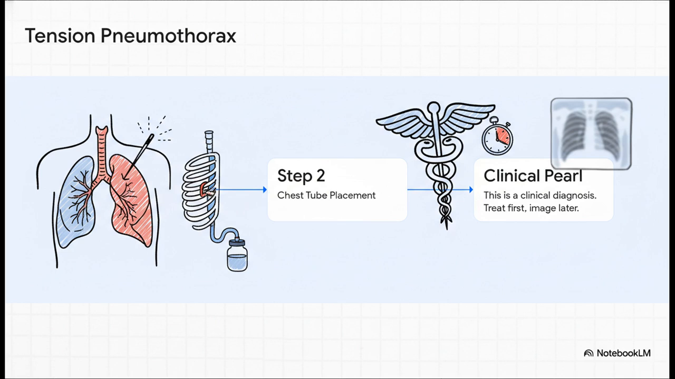Now, here's the crucial part, the real take-home message. You do not wait for a chest x-ray. You act. Step 1 is immediate needle decompression to let all that trapped air hiss right out. That's followed by a chest tube for a more definitive fix. And this brings us to our first huge clinical pearl. A tension pneumo is a clinical diagnosis. You treat first, you image later.